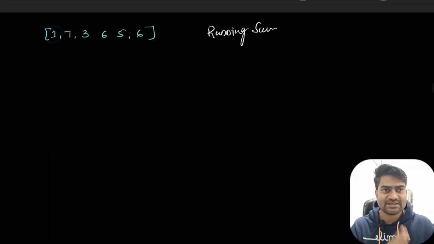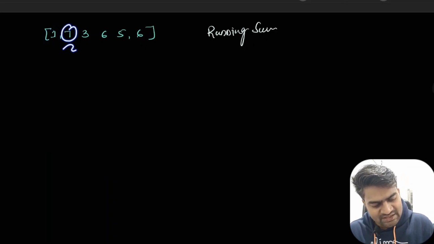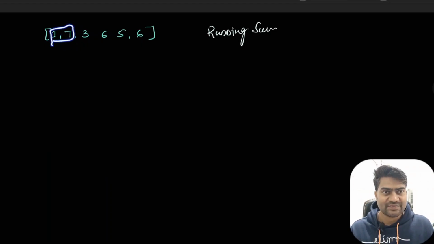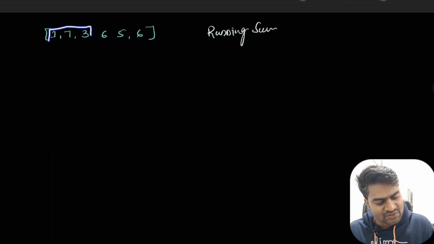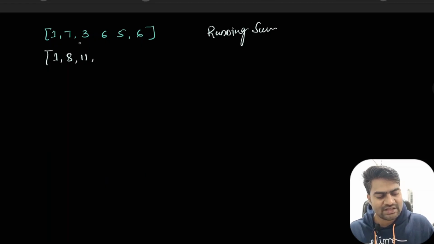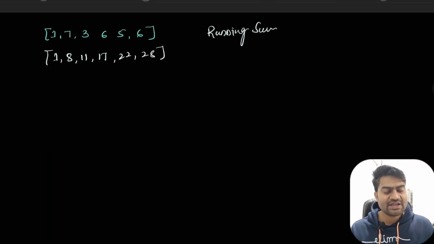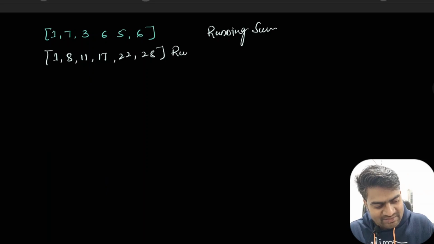For 1, there is nothing before, so it is only 1. For 7, it is going to be 1 plus 7, so it is going to be 8. At this particular point, it is going to be the sum of all the 3 numbers. Now if you stand at this particular number, it is the sum of all these numbers. So likewise, this is going to be 1, then 1 plus 7, which is 8, then 1 plus 7 plus 3, which is 11, then 1 plus 7 plus 3 plus 6, which is 17, then 22, then 28. Okay, so this is our running sum, correct, right?